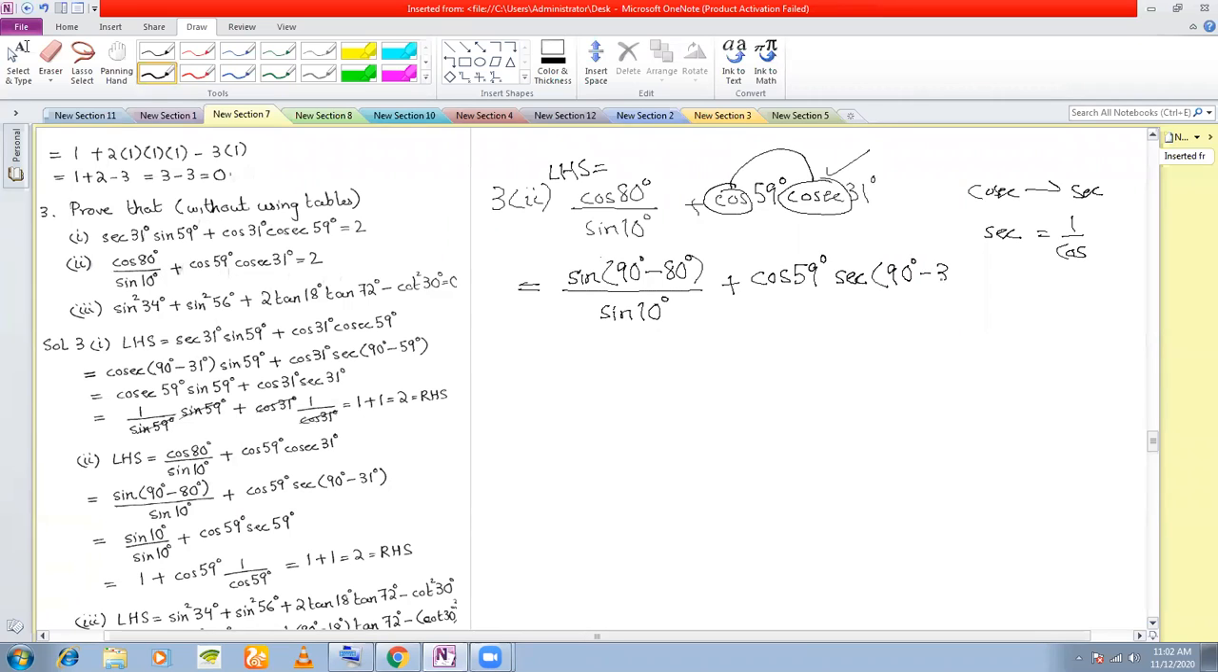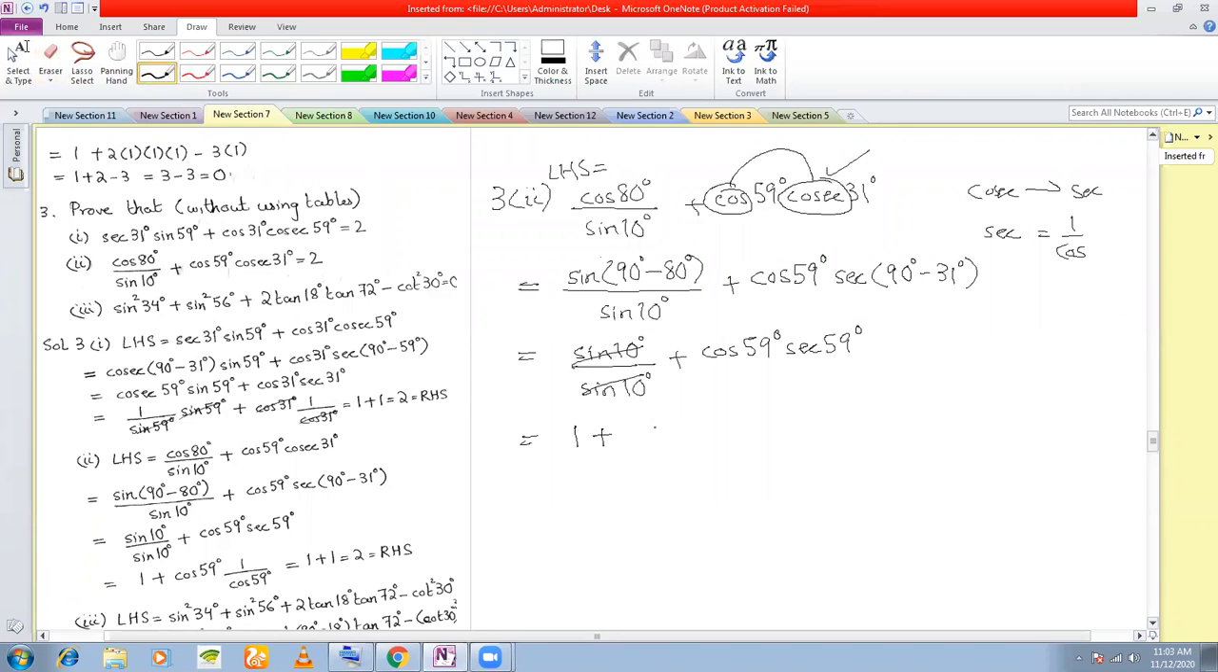90 degree minus 31 degree. So this next step would be sine 10 degree into sine 10 degree plus cos 59 degree into sec 59 degree. Now this sine 10 will cancel to give you simply a 1.